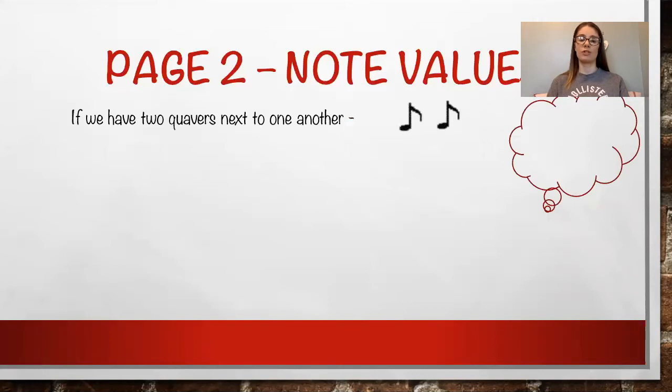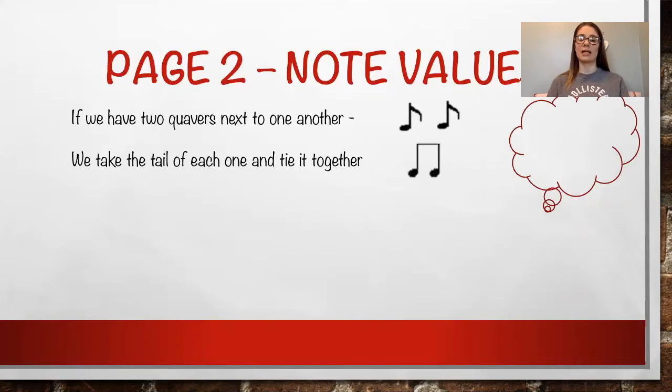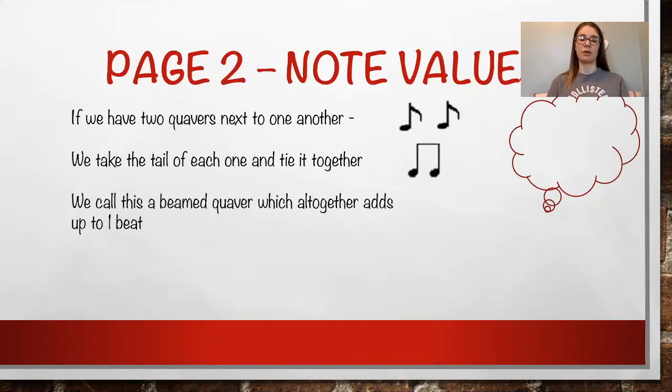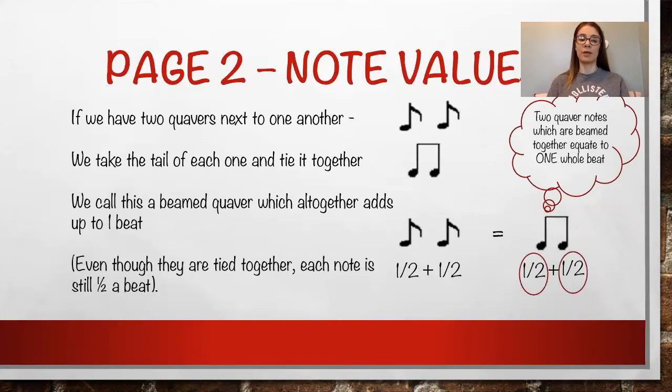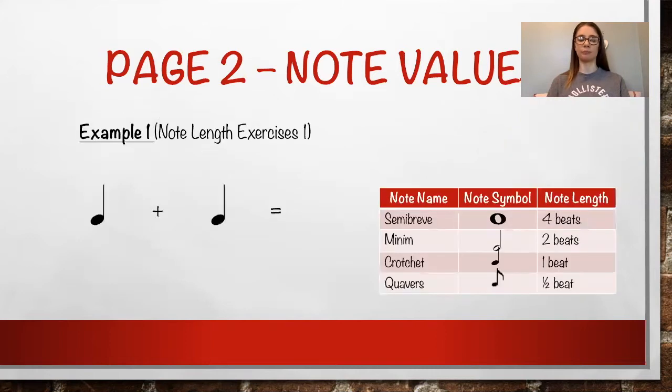If we have 2 quavers next to one another, like this, we take the tail of each one and tie it together. We call this a beamed quaver, which altogether adds up to 1 beat. So it goes from this, where each individual note is worth half a beat, to this, where we add the half beats together to give us 1 whole beat. Even though they are tied together, each note is still half a beat. Let's look at some examples.